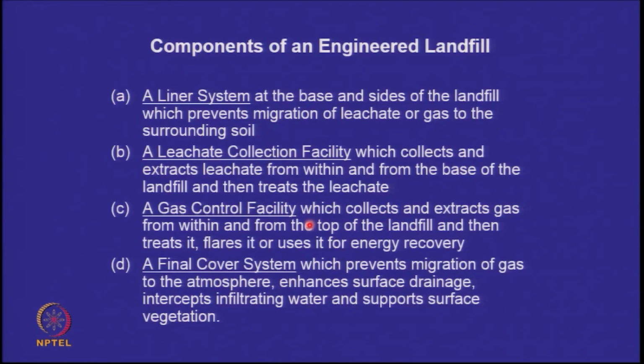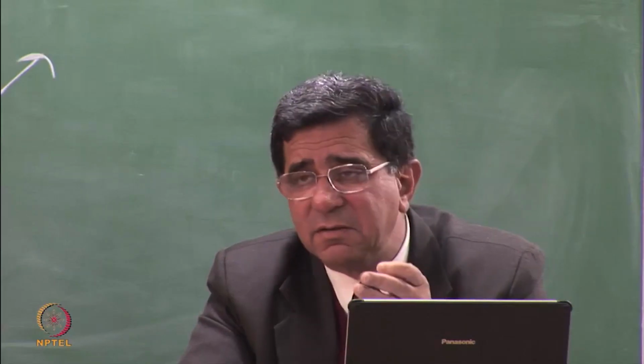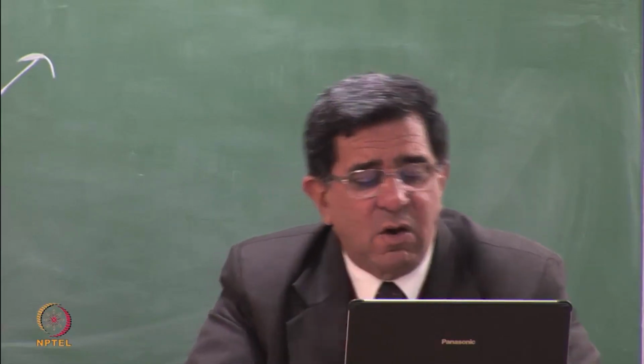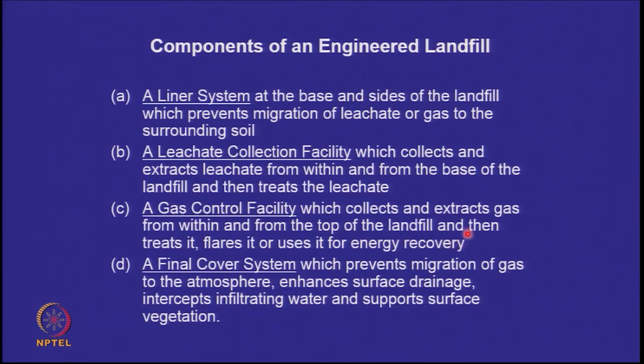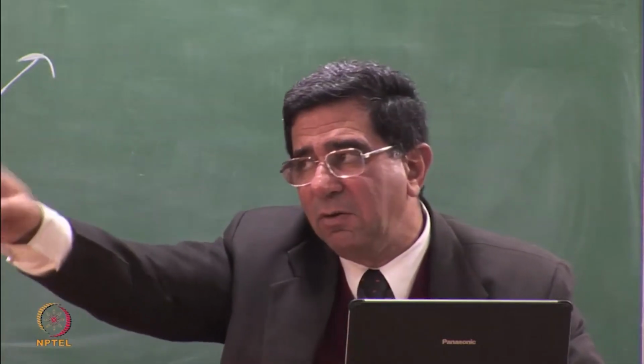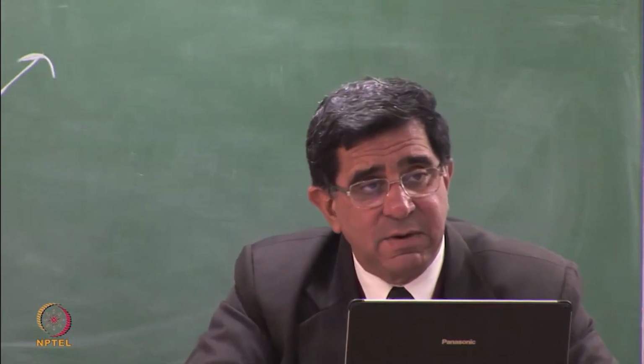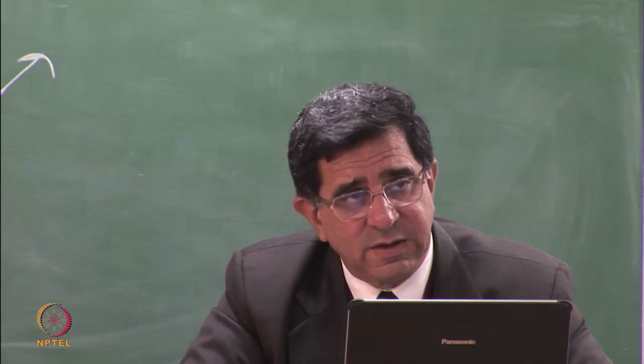We need a gas control facility which collects and extracts the gas from the top of the landfill and from within the landfill, and it treats the gas, and it may flare. It means you've got a gas which can be burnt. You burn methane, you get carbon dioxide. The greenhouse gas effect of carbon dioxide is much lower than methane, so you may flare it, or you may use it for energy recovery. So you actually can have a waste dump from which you put in some pipes, the gas is coming out, and you can have a small thermal power plant where you'll burn the gas and get electricity. And that's happening at several locations in the US.